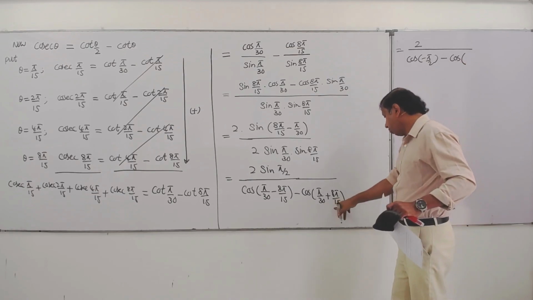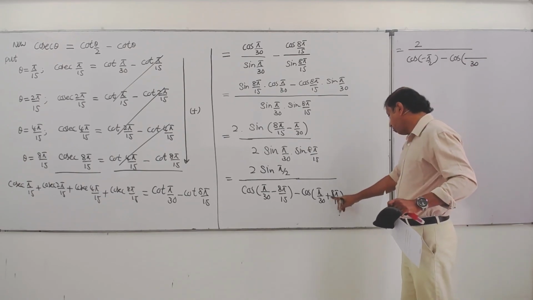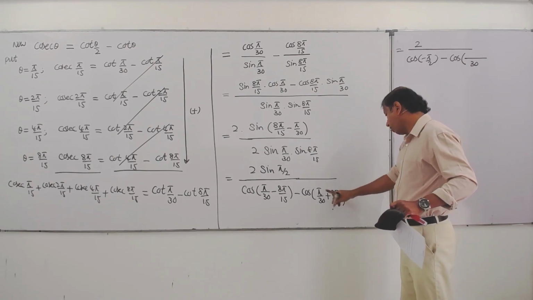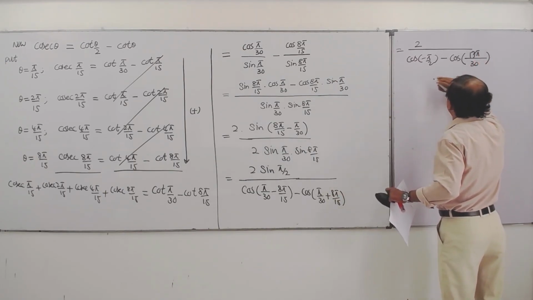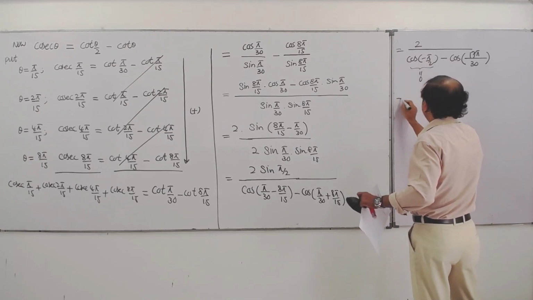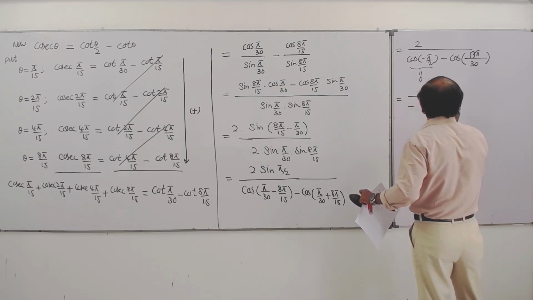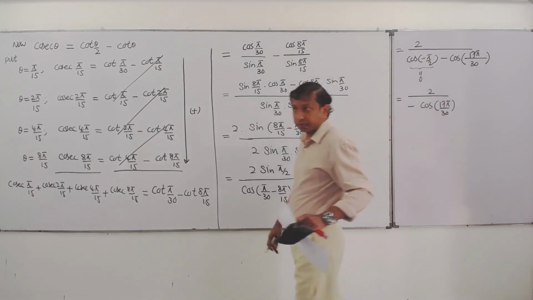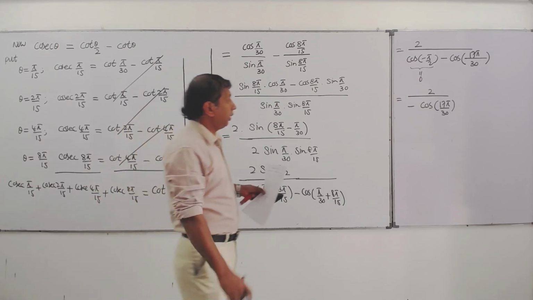Here, take the common denominator as 30. Then this should multiply by 2, 16 and 1, 17 pi. This way we get. People, you know, cos minus pi by 2, we can ignore this minus sign. Cos pi by 2, this is 0. Now we have 2 over minus cos 17 pi over 30. Okay. Now this 17 pi over 30, I can write like this.